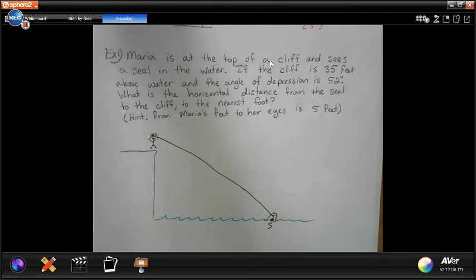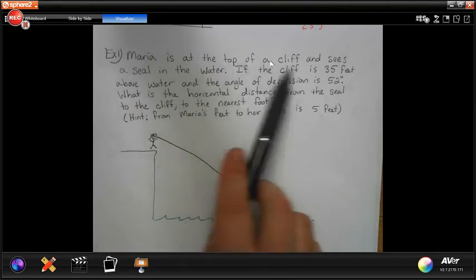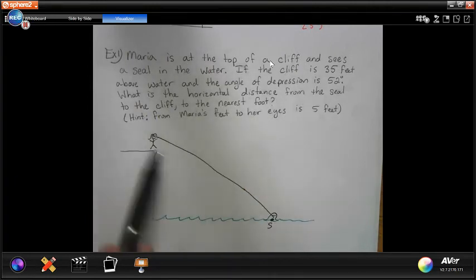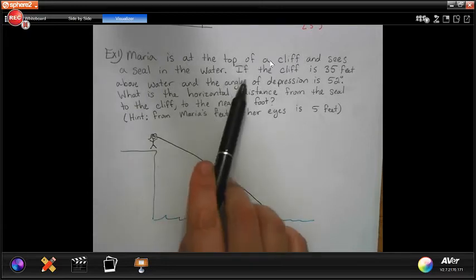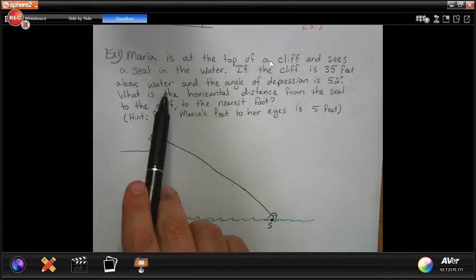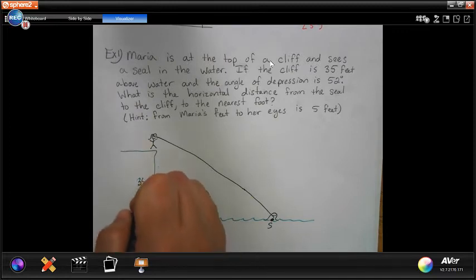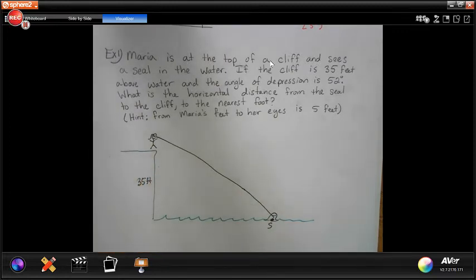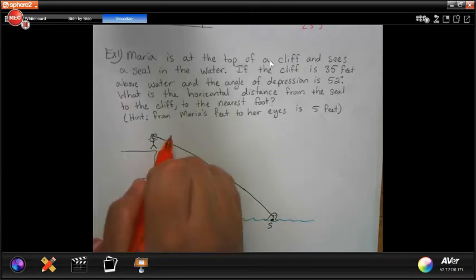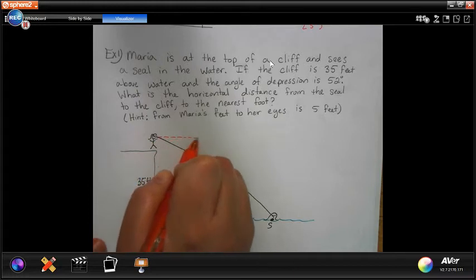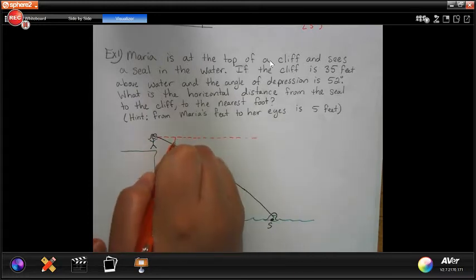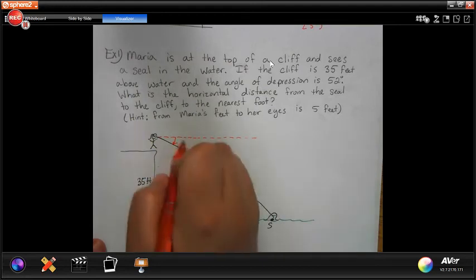Okay, so let's label what we can. Maria is at the top of a cliff. We got that. She sees a seal in the water. I've got my line of sight here. If the cliff is 35 feet above water and the angle of depression is 52 degrees. So the cliff is 35 feet. And the angle of depression, remember, angle of depression goes from the top down. Angle of depression is right here. That is 52 degrees.